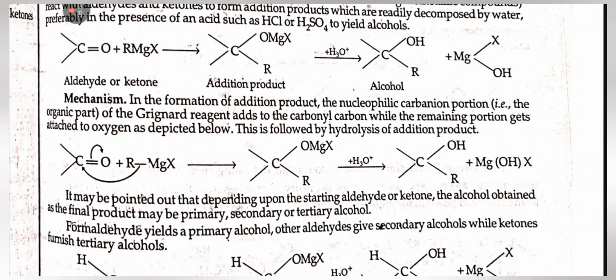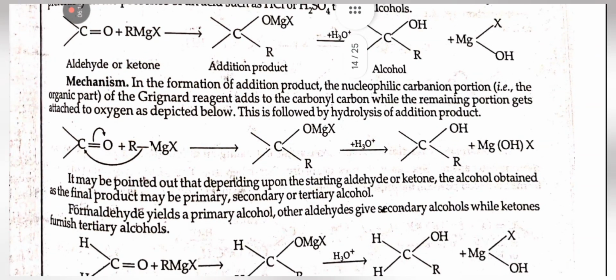Mechanism of the formation of the addition product. The nucleophilic carbanion portion of the Grignard reagent adds to the carbonyl carbon while the remaining portion gets attached to oxygen as depicted below. The alcohol is formed by hydrolysis of the addition product.